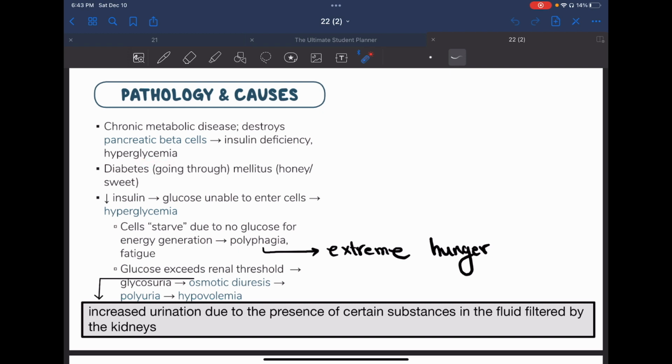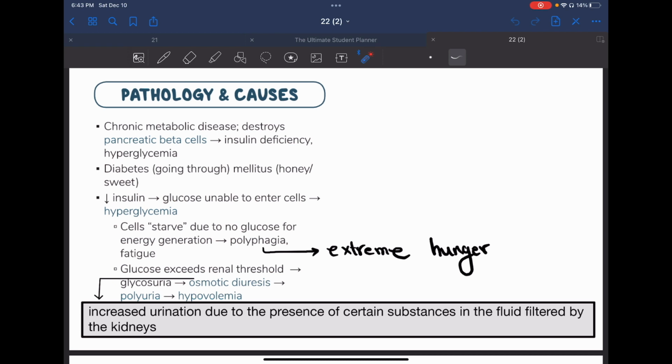So, what is the meaning of diabetes? Diabetes means going through, and mellitus means honey or sweet. When the insulin is lower, the glucose cannot enter the cells, and that makes hyperglycemia. Hyper means higher amount, glyc means glucose, and emia means blood, so a higher amount of glucose in the blood.